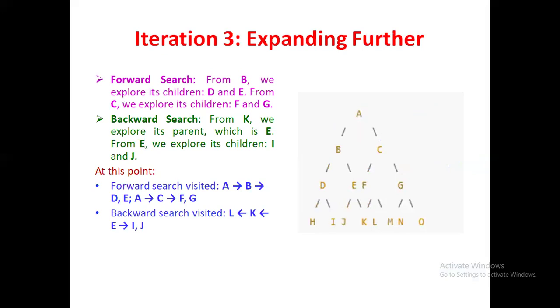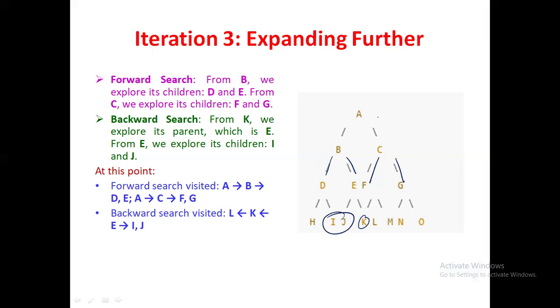In the next iteration, iteration number 3, expanding further in the forward search, from B we explore D and E, and from C we explore F and G. And in the backward search, from K we explore its parent E. From E, we explore its children I and J.